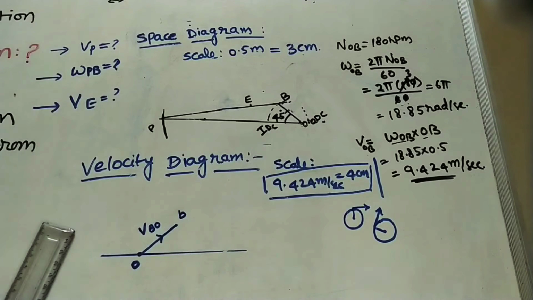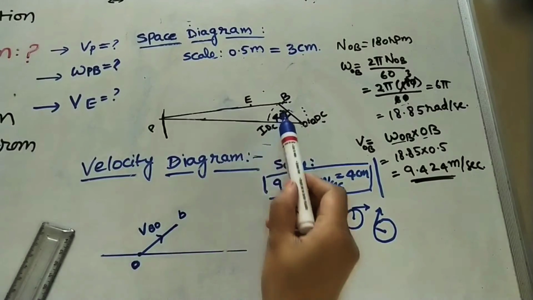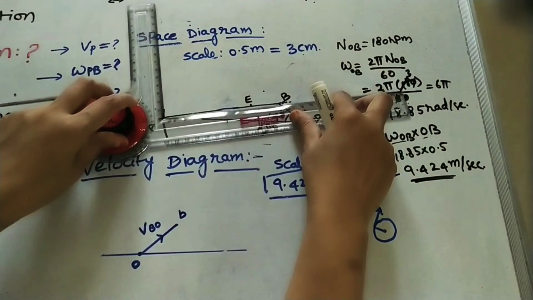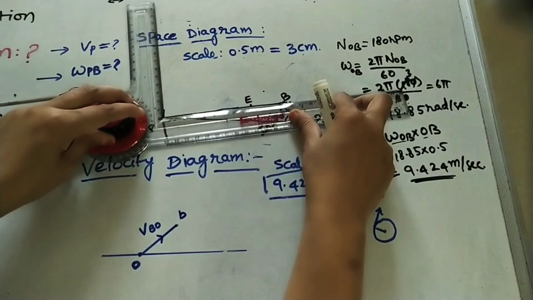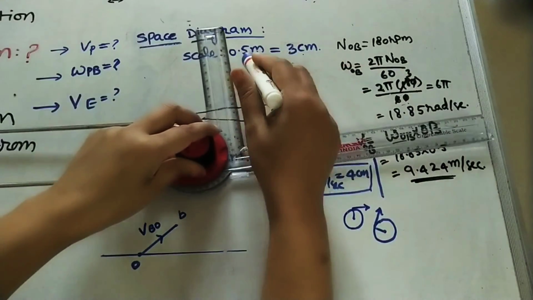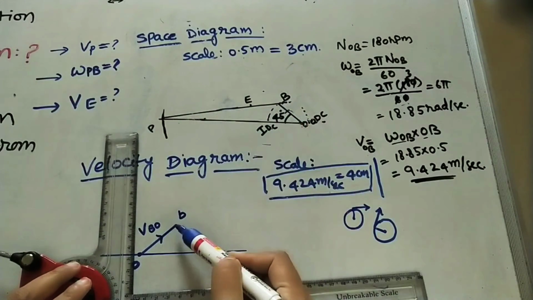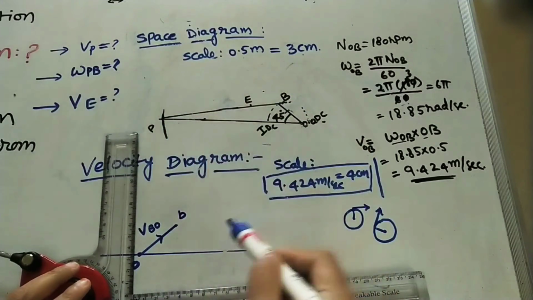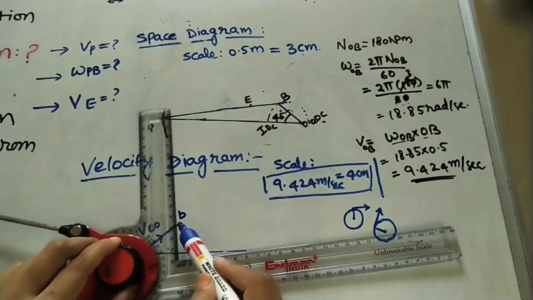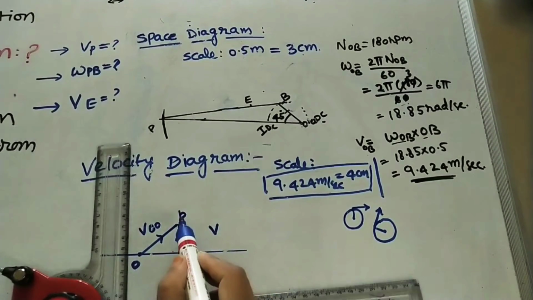Next is the velocity of BP. It is perpendicular to this BP link. We don't know that value, we have to find it. So fix one drafter scale to this link, and another scale will show the direction of the velocity. We know point B here. From B, draw one line up to the horizontal line. This value is the linear velocity VBP.